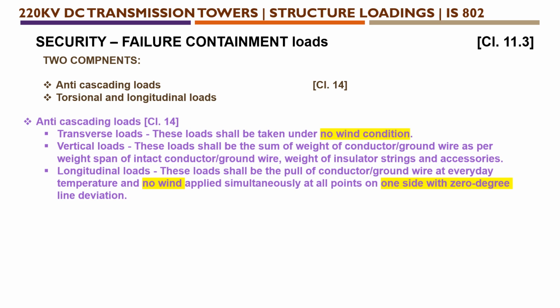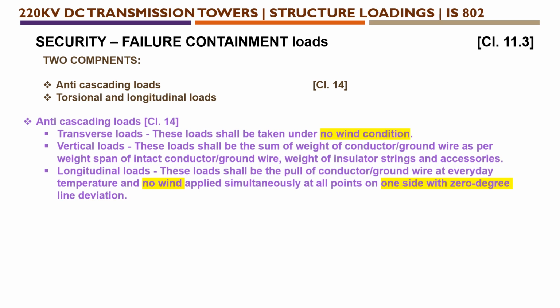Everyday temperature we had seen in our previous slide, which is 34 degrees Celsius. So with 34 degrees Celsius and no wind consideration, we need to calculate the mechanical static tension, and we need to apply that value on one side with 0 degree line deviation. So we should not consider any deviation, even though there is a conductor deviation in an angle tower in the range of 5 to 30 degrees. We should not consider that actual conductor deviation. Only we need to consider 0 degrees.